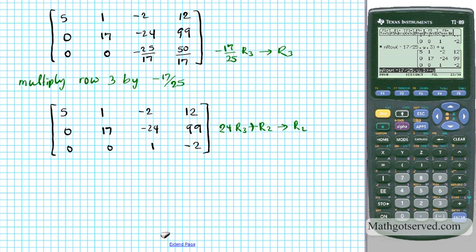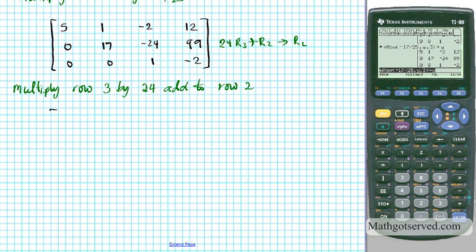All right, let's do it. Let me write what this means in word form. Multiply row 3 by 24, add to row 2. Okay? Alright, so let's do it. So we're going to have, I know that row 1 stays the same, so 5, 1, negative 2, 12. Row 3 stays the same, 0, 0, 1, negative 2. This 0 stays the way it is. This is a 0 right here, so it doesn't change that.